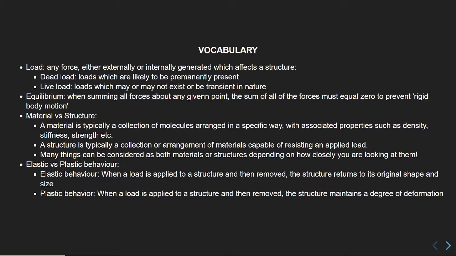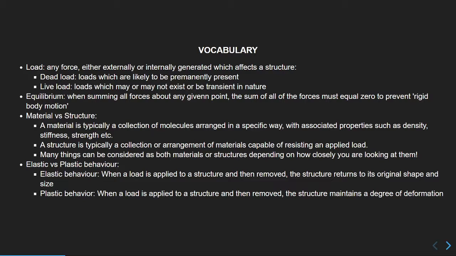So part of communication with the engineer is vocabulary. We need to learn what a load is. A load is any force, either externally or internally generated, which affects a structure. Dead loads are loads which are likely to be permanently present. A good example of that is the actual structure itself. If you make a floor out of concrete, the concrete has some weight, and that weight exerts a dead load on itself. Or live loads, which may or may not exist or be transient in nature.